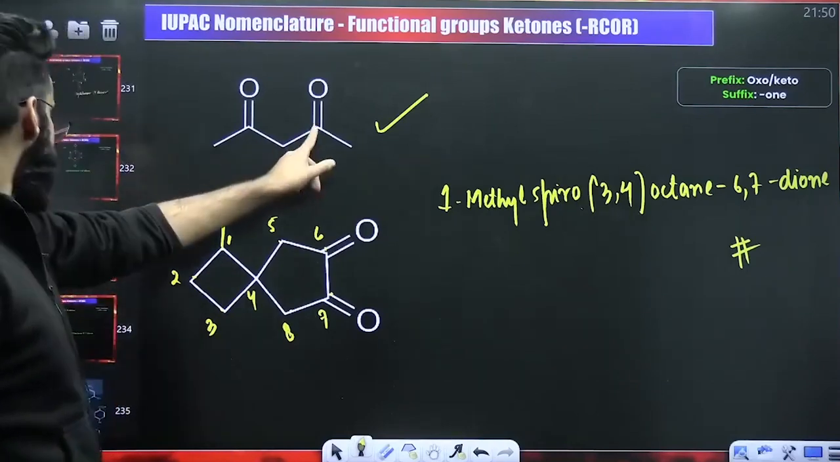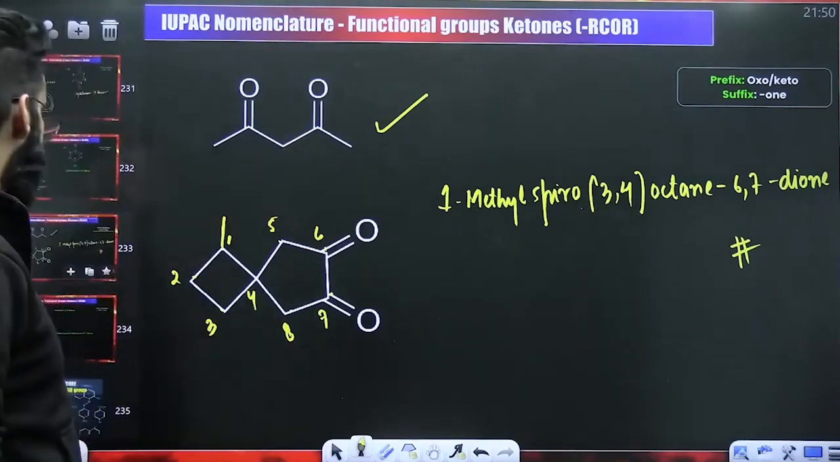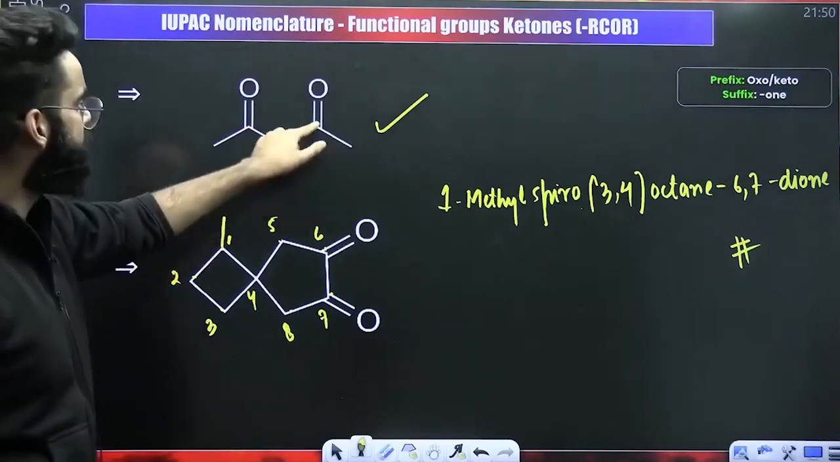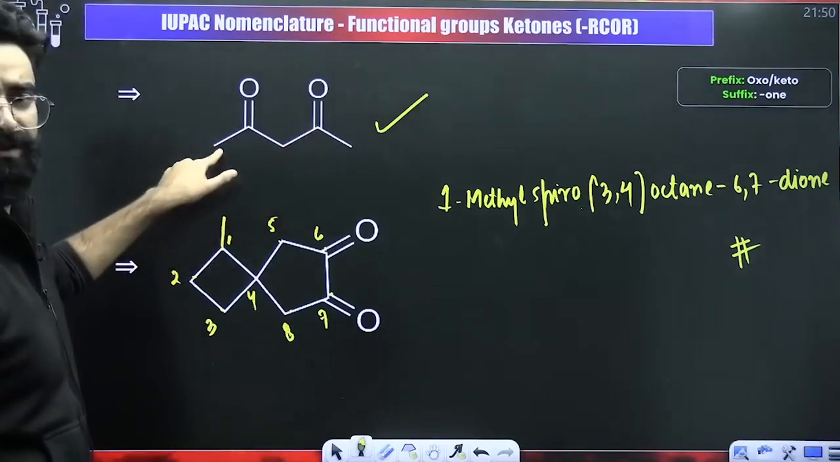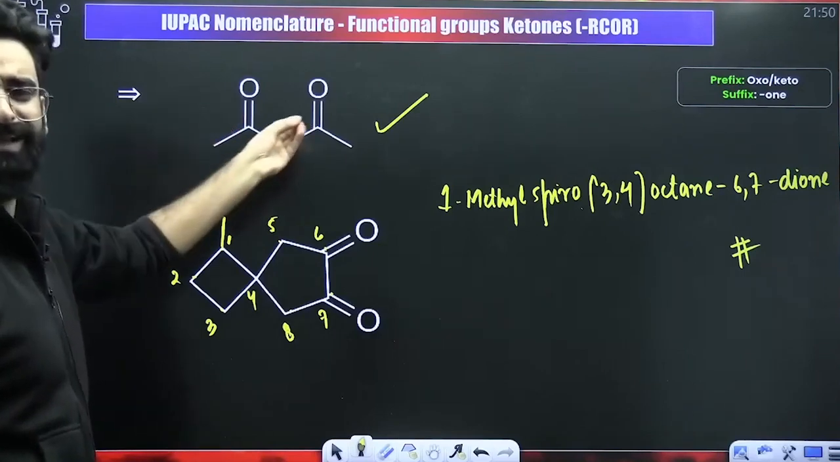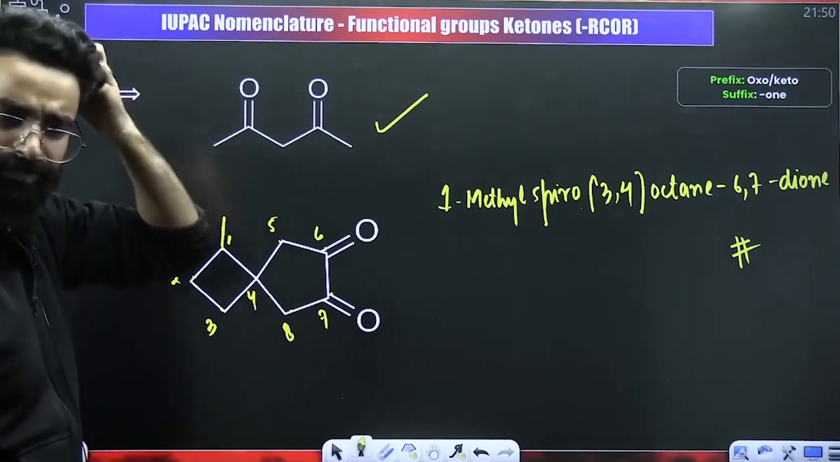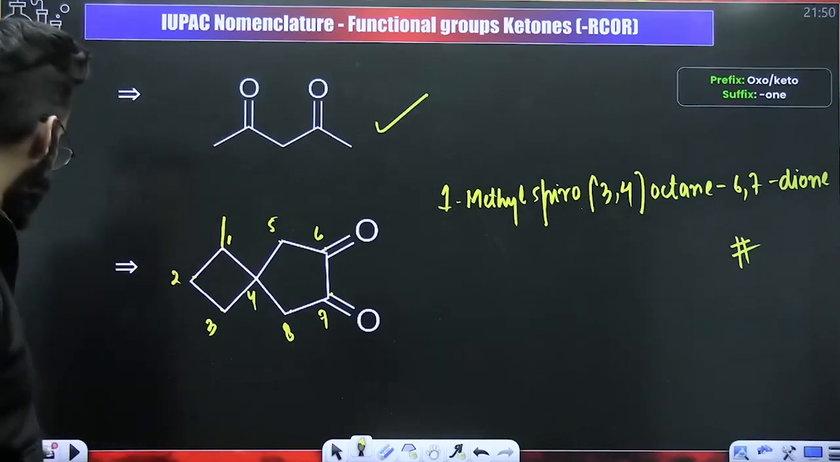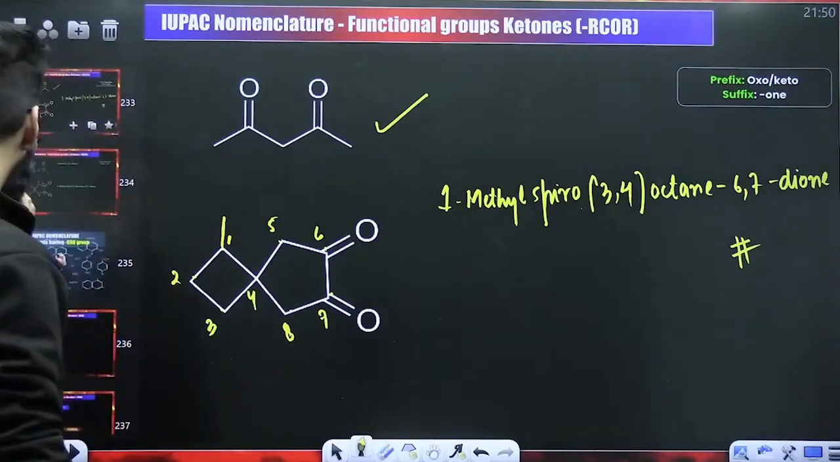By the way, are you done with this one? What is the name of this one? 1, 2, 3, 4, 5. Pentane-2,4-dione, right? It's simple. Pentane-2,4-dione.